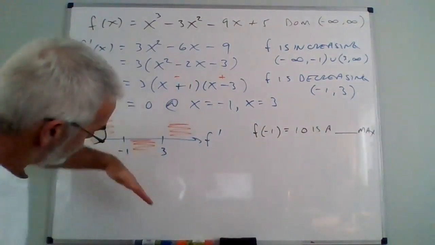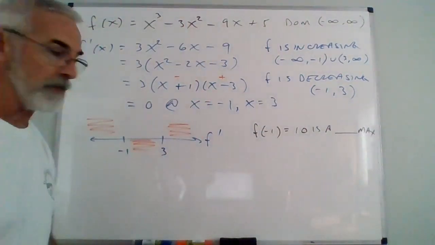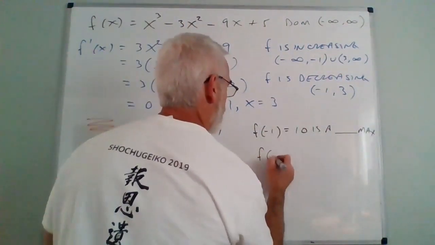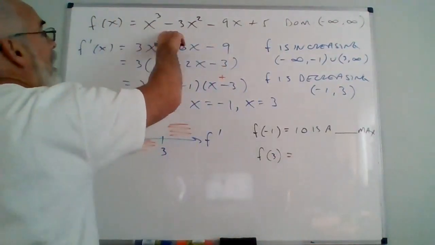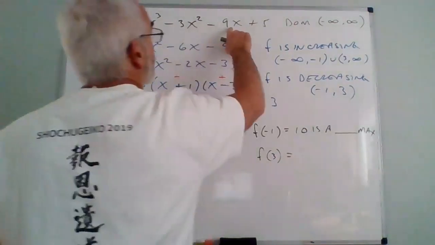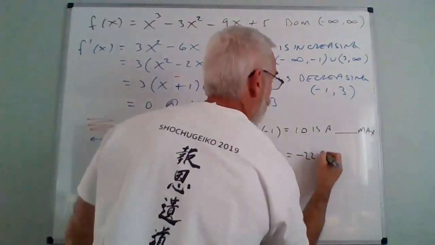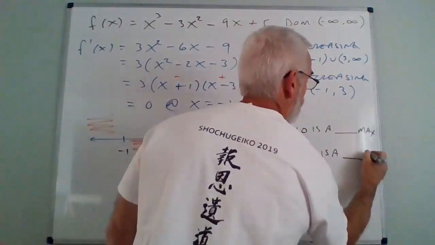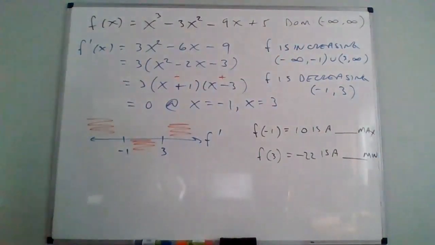Now, what's happening here? Going down. I was flat and I'm coming back up. So clearly I'm going to have a minimum. So f of three, which is three cubed minus three cubed. And then we'd have negative 27 plus five. So that'd be negative 22 is a blank minimum. I've now identified my maximum and my minimum, and I still don't have a graph.